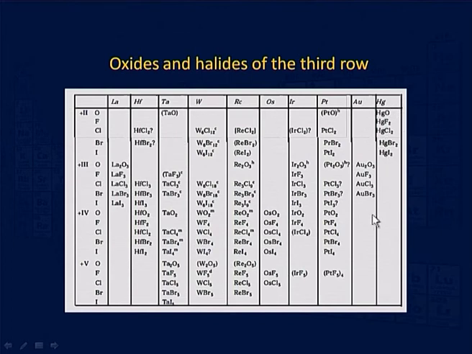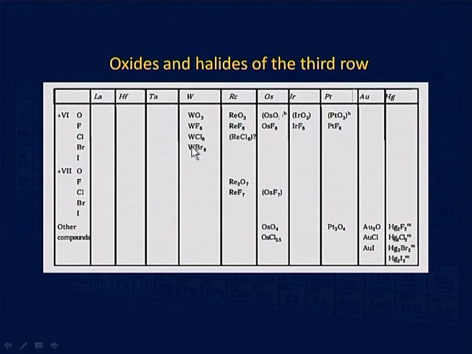Gold also can exist in the +3 oxidation state in some of the oxides and in some of the halides. Other than +3, the other oxides and halides of gold are almost unknown. Similarly, for mercury, we can have oxides and halides in the +2 oxidation state. Other higher oxides or halides for this element are not found.